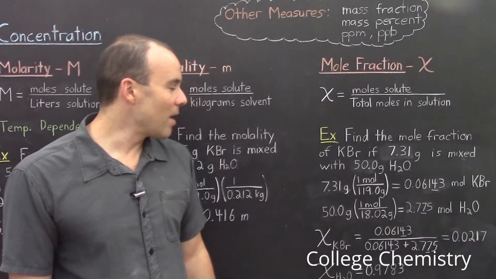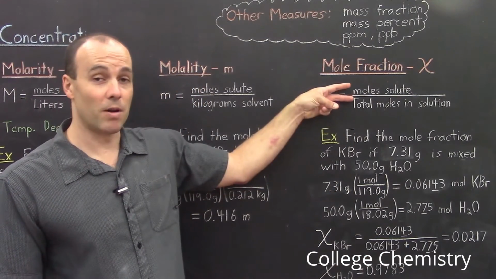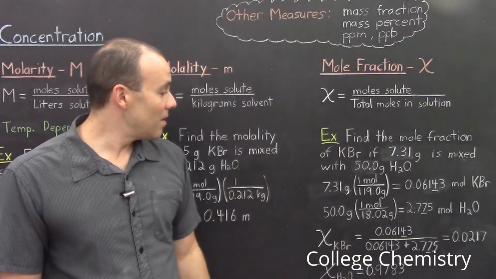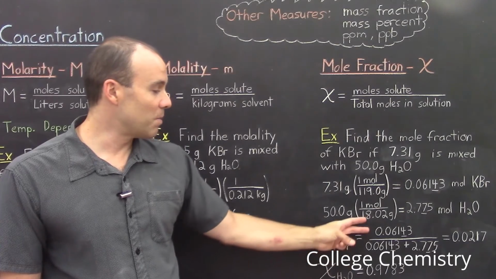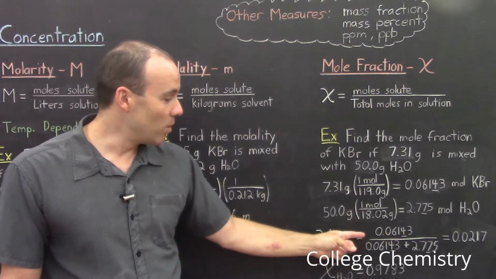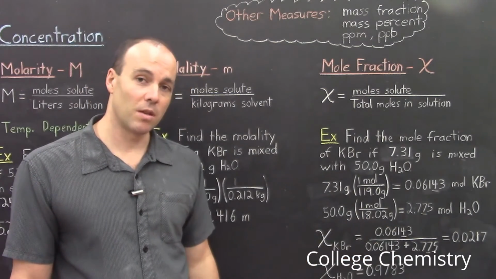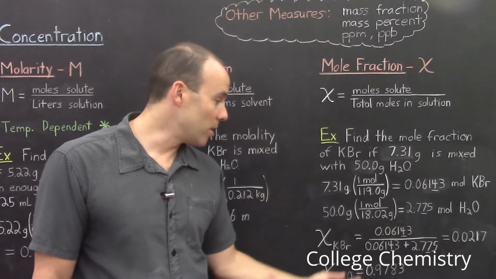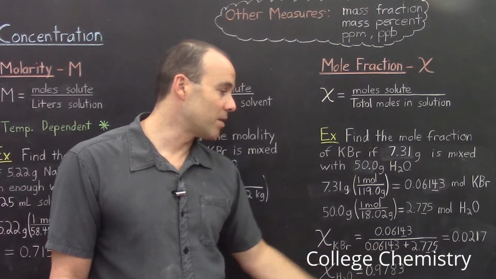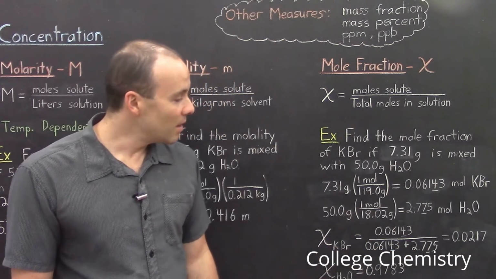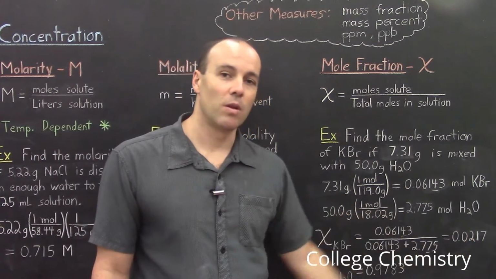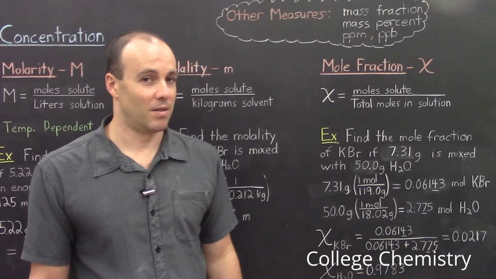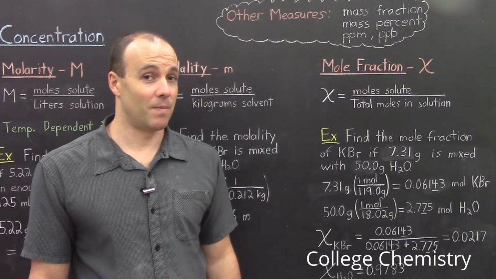So the mole fraction is defined as the part over the whole, just like any other fraction. And we take the part, which is potassium bromide, 0.06143, divided by the whole, which is all of the moles, 0.06143 plus 2.775, and you end up with 0.0217. So that's a pretty small fraction, which is potassium bromide.